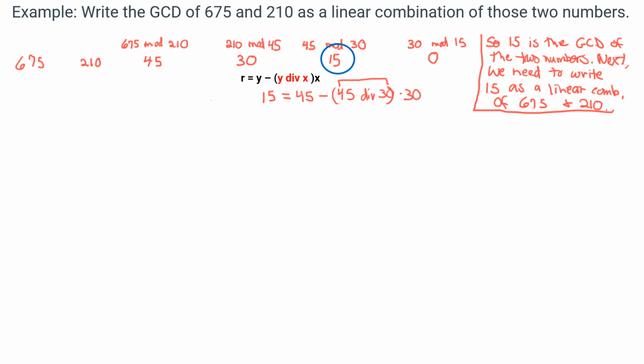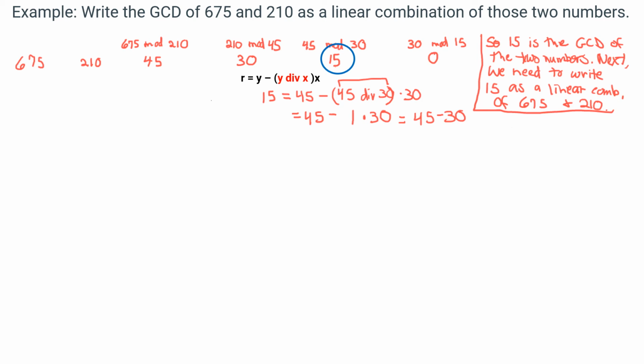So in this case here, we just need to evaluate the 45 div 30, and that would be a 1. So now we have 45 minus 1 times 30, and then we'll just write that as 45 minus 30. Okay, so we have written 15 as a linear combination of the previous two numbers in that long line of numbers. That's not good enough yet, because we need to write 15 as a linear combination of those two numbers on the very left.